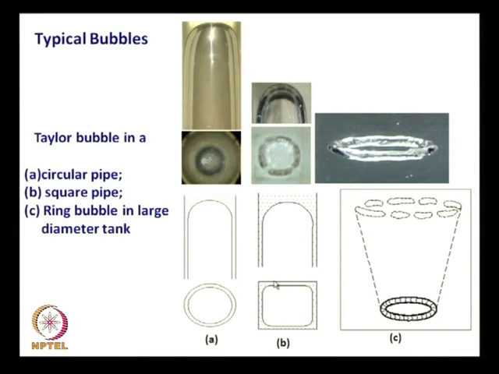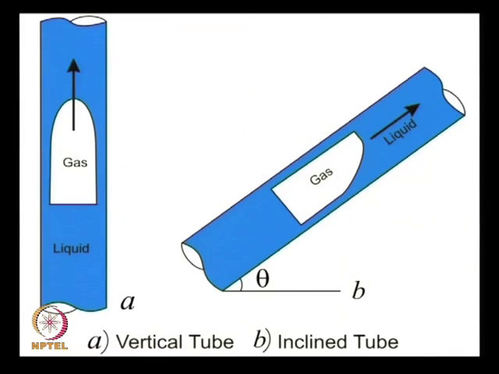Now, in a rectangular channel, what we find is there is additional liquid drainage by the corners. Therefore, liquid flows faster down, and therefore the bubble propagates faster in a rectangular or a square channel. This we have observed.